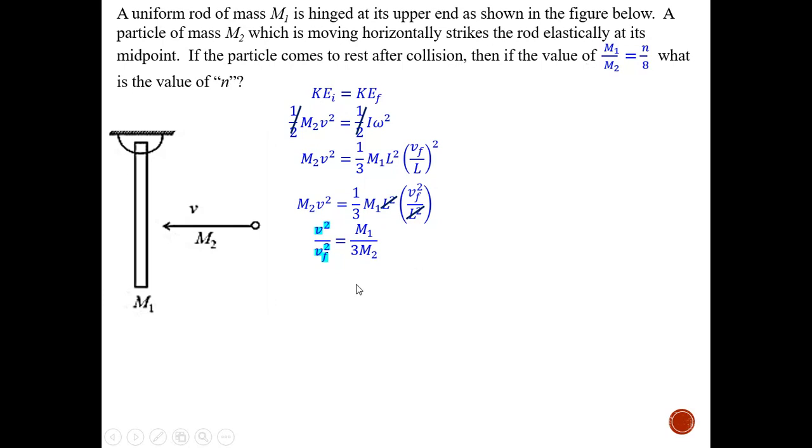So at this point in your work, you have to decide what to keep and what to get rid of. Well, I need M1 over M2, so I'm going to keep that. I don't know what V square is. I don't know what VF square is, so I'm going to get rid of that. As you practice, know what to keep, know what to get rid of. Well, how do I get rid of V square over VF square?